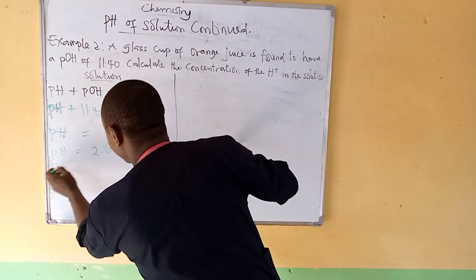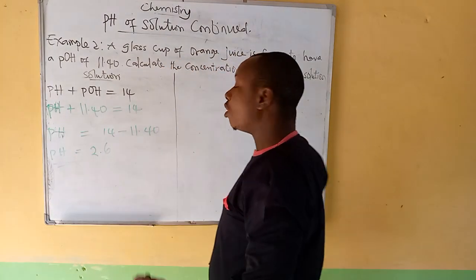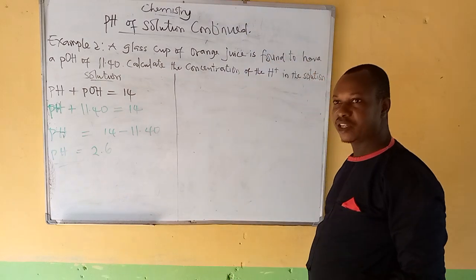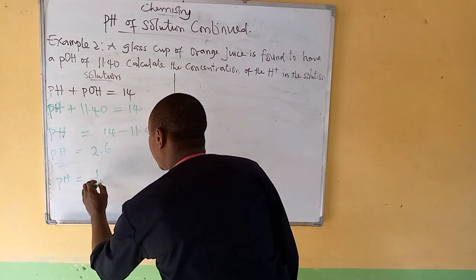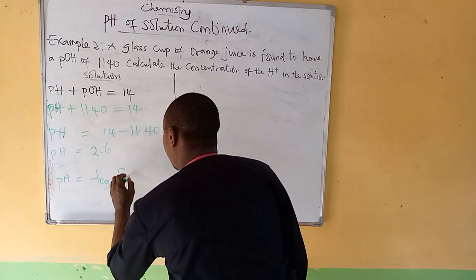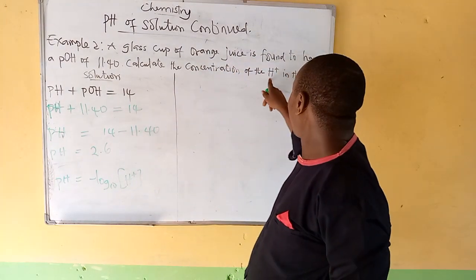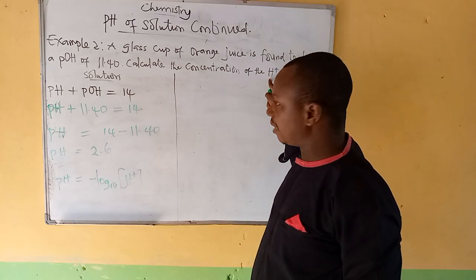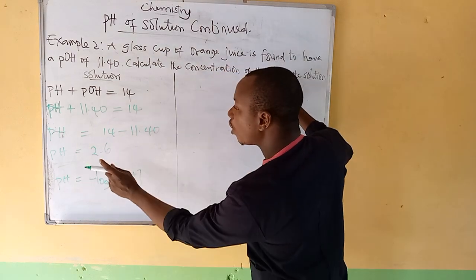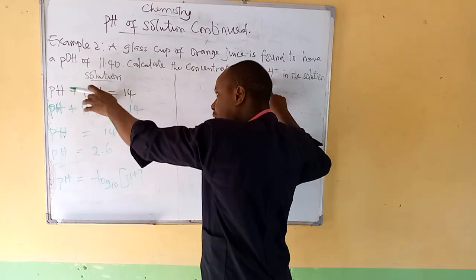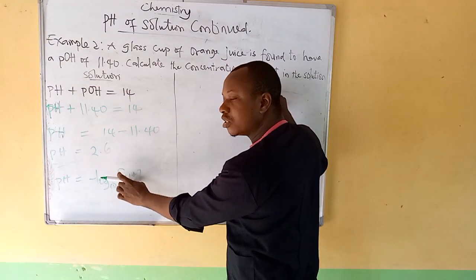Now, remember we have gotten the pH. It is from this pH that we will get the hydrogen ion concentration. Don't forget the formula given by Sorensen in 1909 that says pH equals negative logarithm to base 10 of hydrogen ion concentration. This is the formula we will use to get the hydrogen ion concentration as they ask us to find. So we are going to substitute the pH we have gotten and solve for hydrogen ion concentration.